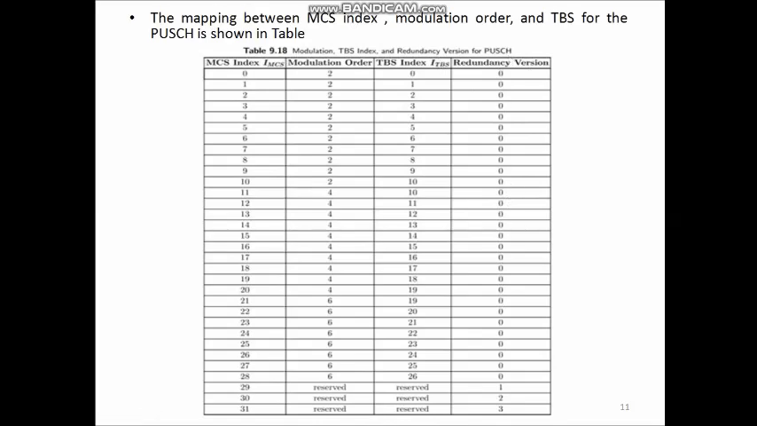And also you can see that there is an overlap. For example, I_MCS 10 and 11 are mapped to I_TBS 10. Therefore, the code rate is the same.